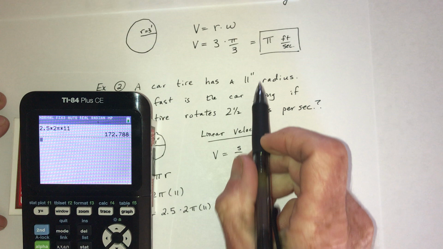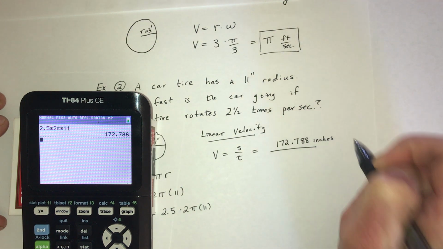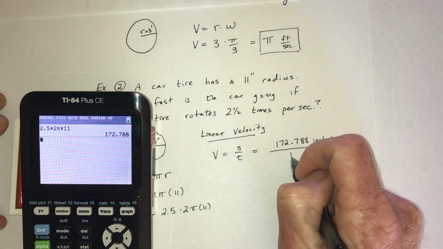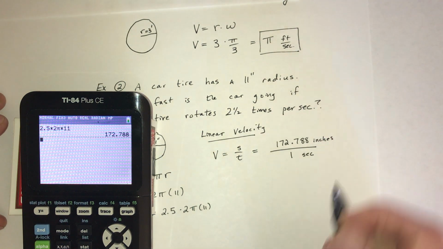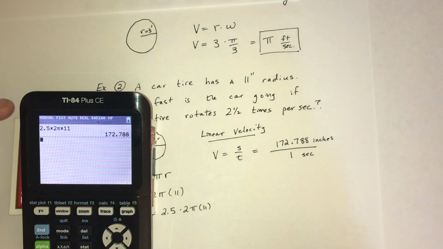172.788. And this is in inches. And it's doing that per second, so every 1 second. So this car is traveling almost 173 inches a second. What do you think? Should they get a speeding ticket for that?